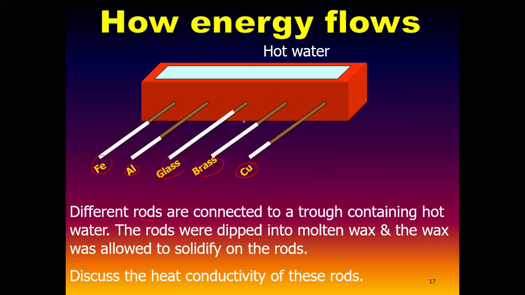Based on this, we can see that copper is the one that has more heat, and brass less, and glass too much, and so on. So it's a melted wax. There is a melted wax. So here it is melted, on these rods.